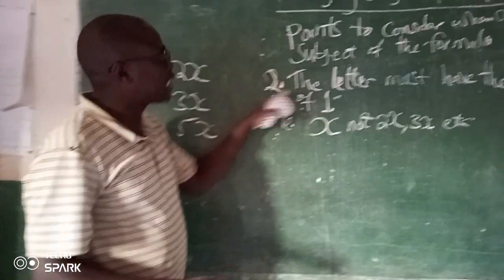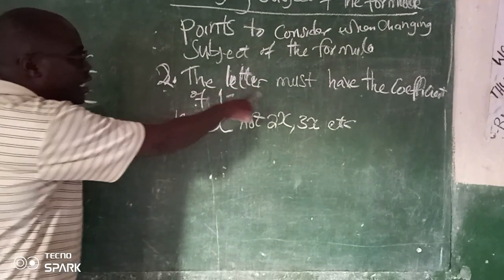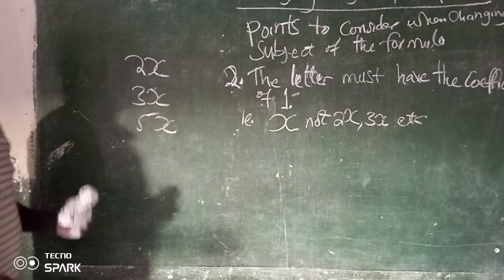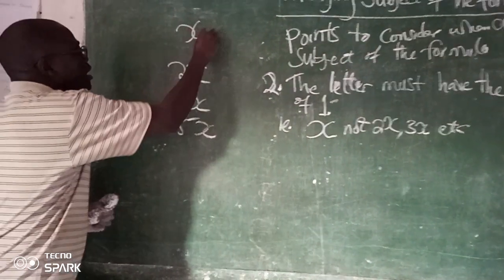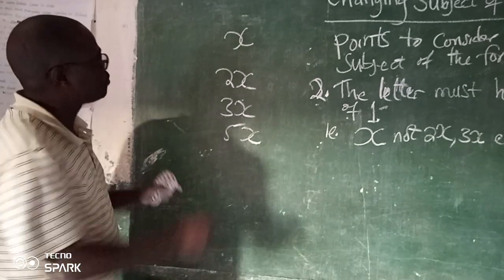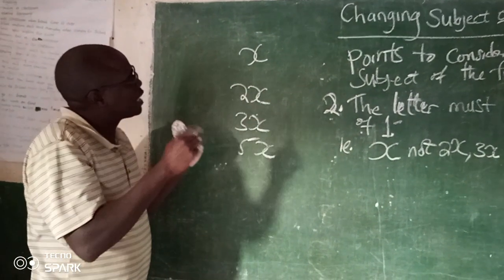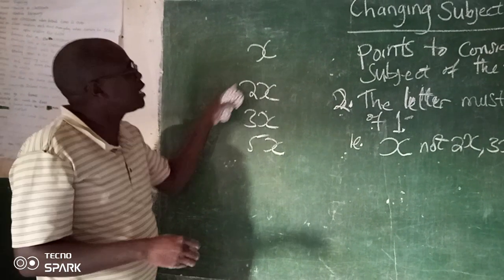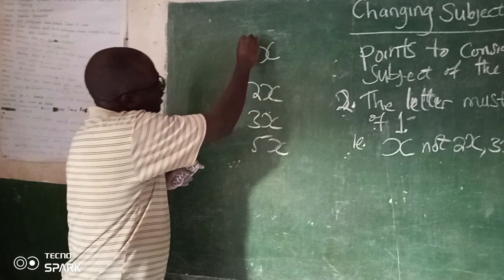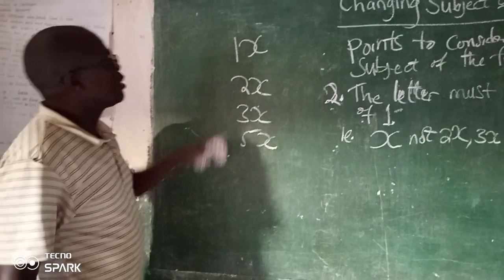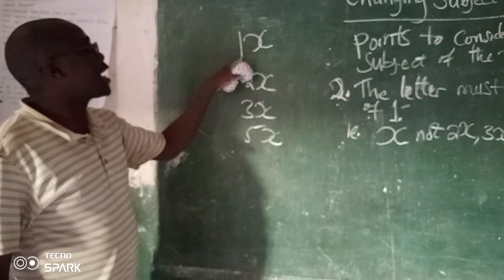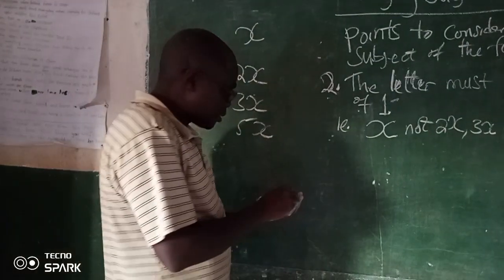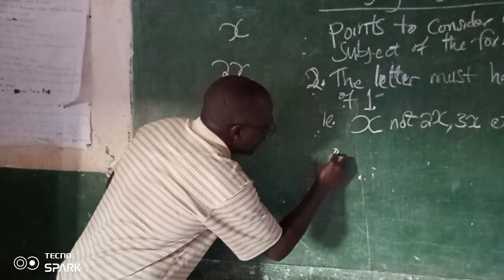So what is the rule saying? The rule is saying that the letter must have the coefficient of 1. Any number without a visible coefficient has the silent coefficient of 1. Like here, x has a coefficient of 1, but grammatically we cannot say 1x. We say x.